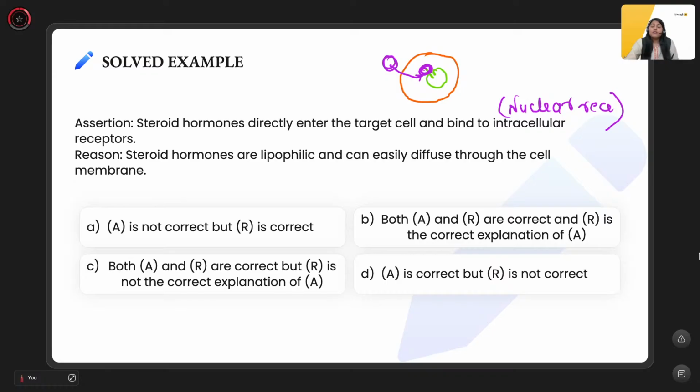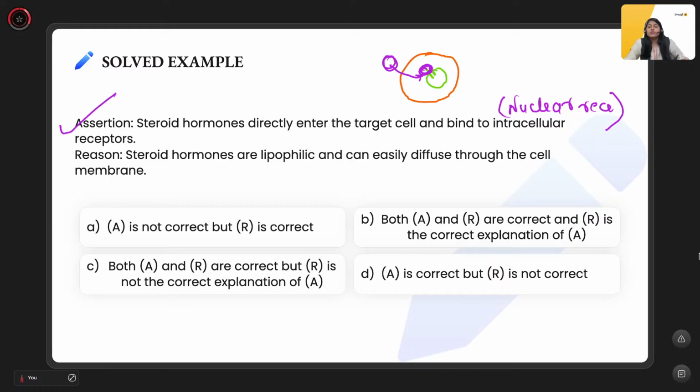Okay, so other hormones which are lipophobic or hydrophilic, they need to generate secondary messengers, but your steroid hormones, as they can directly enter into your target cell and bind to intracellular receptors, do not need to generate secondary messenger. So reason, steroid hormones are lipophilic and can easily diffuse through the cell membrane.